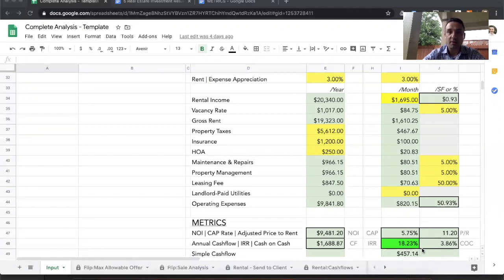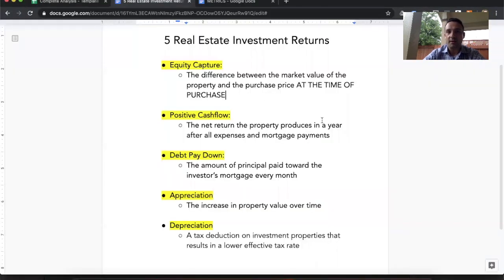So in order to answer that question, the very first thing that we need to look at is the 5 different ways that a real estate investment provides returns for its investor. And the 5 main ways are equity capture, which is the difference between the market value of the property and the purchase price at the time of purchase. And again, if you paid market value for the property, then there is no equity capture at that point. But this is one of the ways that an investment property can provide returns.